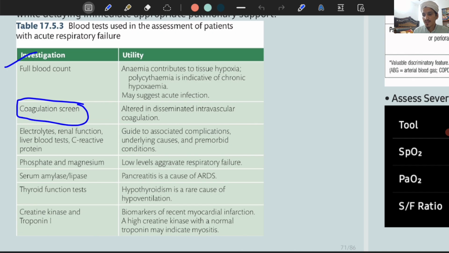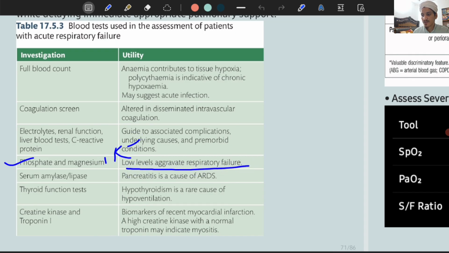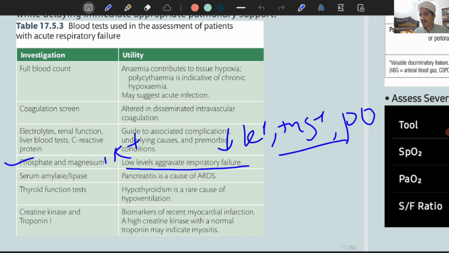We'll do CBC, then electrolytes, RFT, LFT, and C-reactive protein. This will guide you to associated complications due to the respiratory cause, such as if the liver is going into failure or the kidney is going into failure. You will know the underlying causes and premorbid conditions, whether the patient has any coexistent comorbid conditions. Phosphate and magnesium, low levels will aggravate respiratory failure. Also potassium. Decreased potassium, magnesium and phosphate will aggravate respiratory failure. They can even be a cause of respiratory failure.